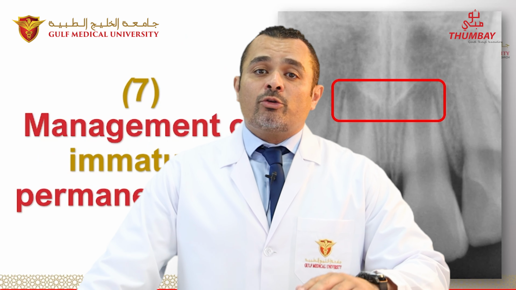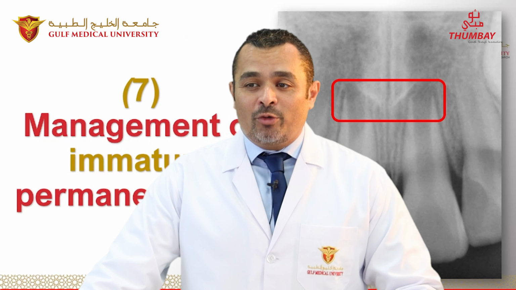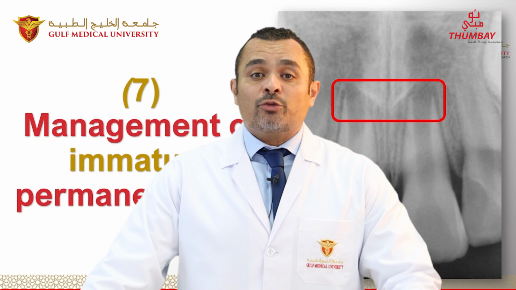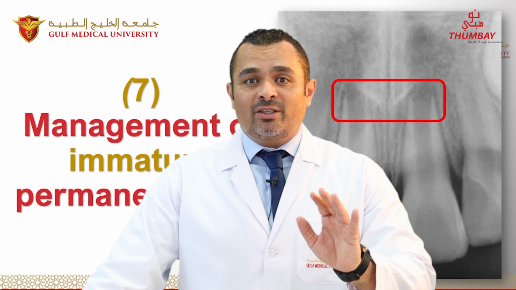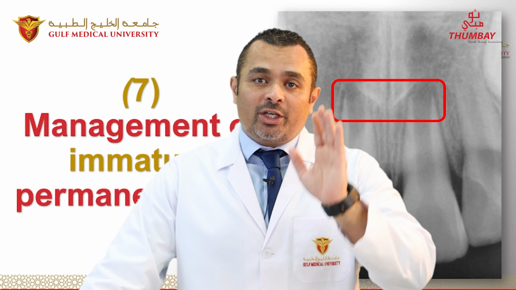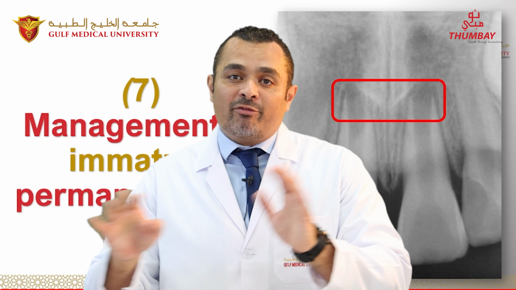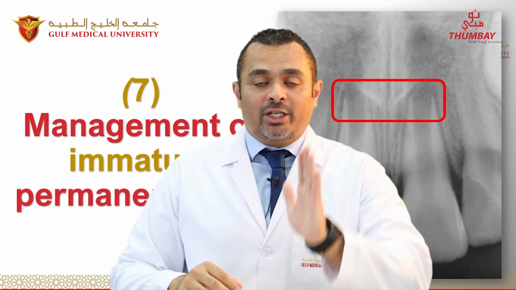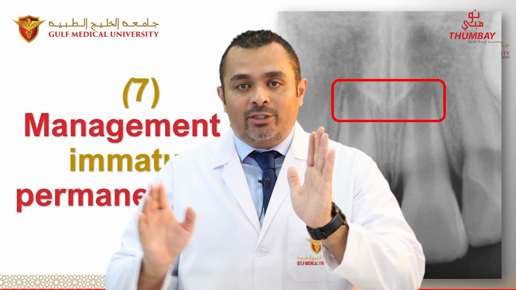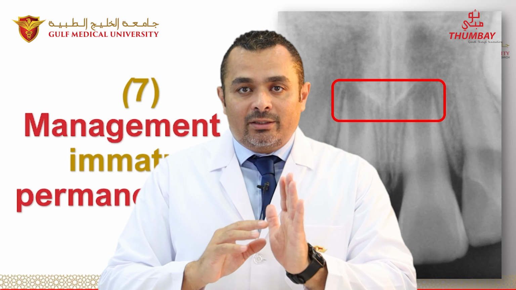Our last section today concerns the management of immature permanent teeth. First of all, what is the definition of immature permanent teeth? Undeveloped permanent teeth: teeth that erupt with incomplete root development. All of us know that we have a chronological date: tooth eruption plus 3 years leads to complete permanent root development.